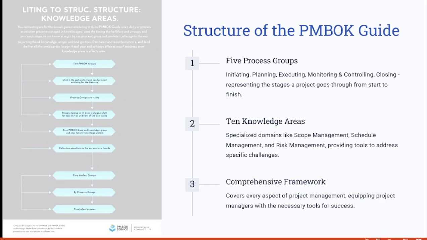The 5 key processes involve initiating, planning, executing, monitoring and controlling, and finally closing the project. This represents the stages a project goes through from start to finish. Each of these stages has specific goals, deliverables, and activities to ensure project success. The 10 knowledge areas, such as scope management, schedule management, and risk management, dive deeper into specialized domains, equipping project managers with the tools needed to address specific challenges effectively.